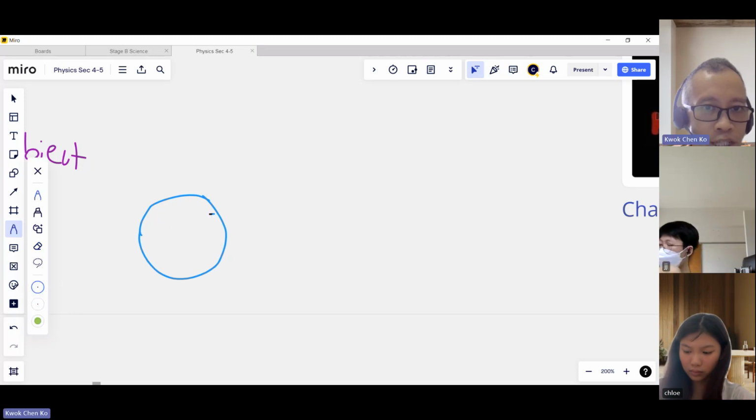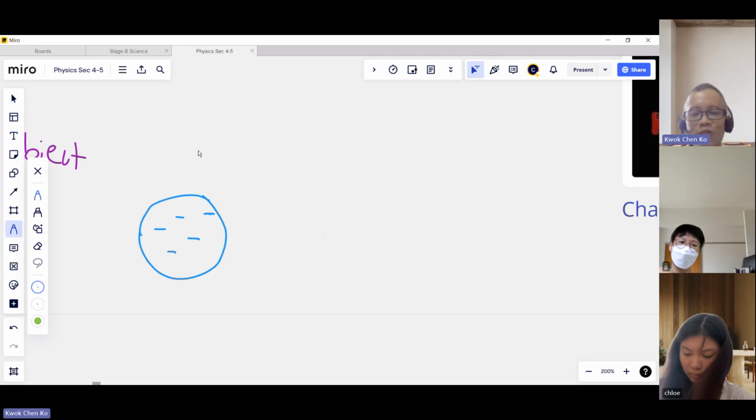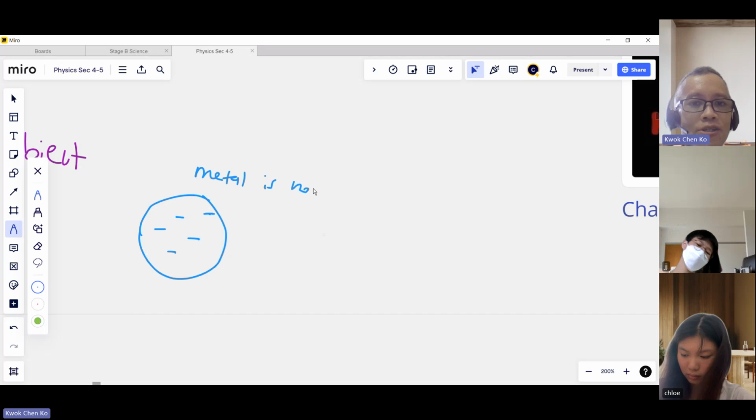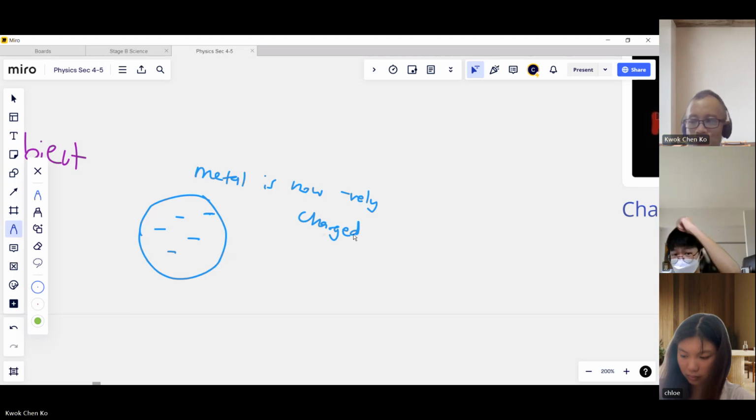Okay, so basically, now your charges are evenly distributed. I think I drew 5 just now, so we'll just have 5. Okay, so they are now evenly distributed. So as a result, your metal ball is now negatively charged. It's no longer neutral.